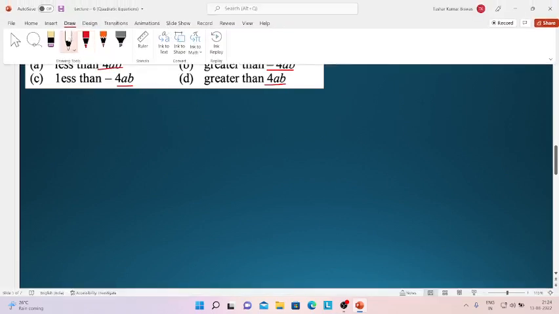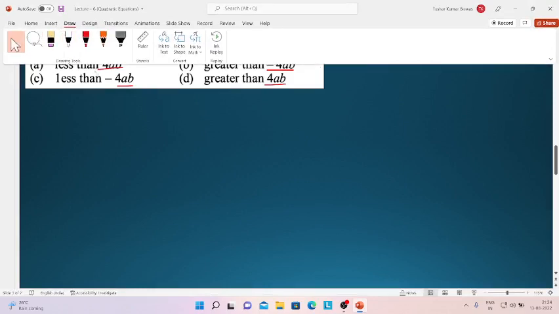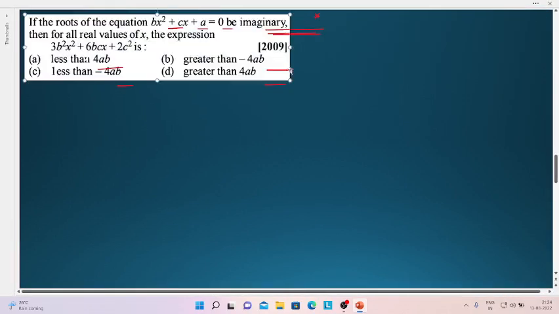Before discussing the deeper knowledge about this question, let me first break down what the question actually says. Let me minimize this so that we have more space. So here, if the roots of this equation, bx square plus cx plus a equals 0, which is the given quadratic equation, are imaginary, then d is less than 0. I mean the discriminant is less than 0, right?